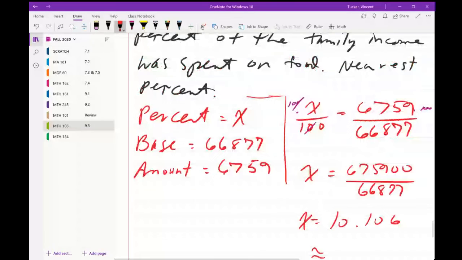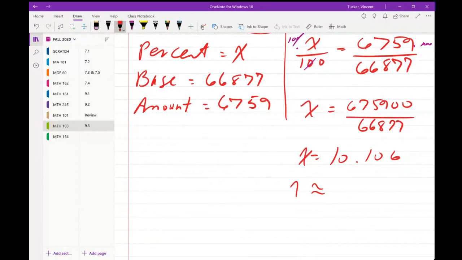And it said round to the nearest percent. So about 10% was spent on food.